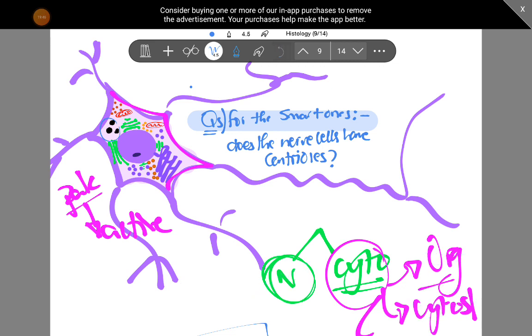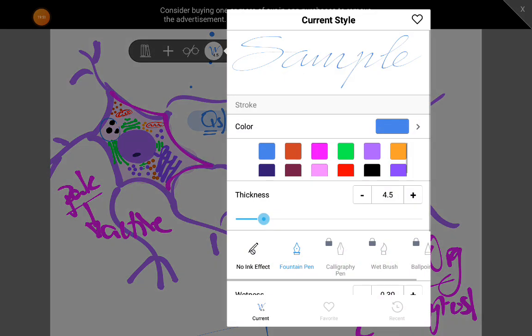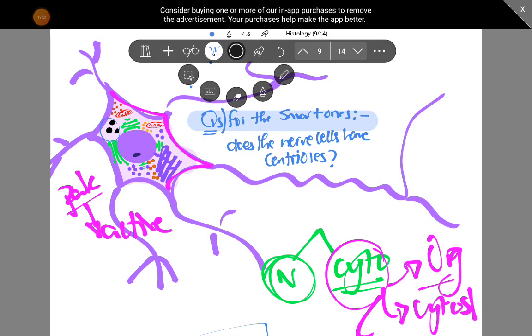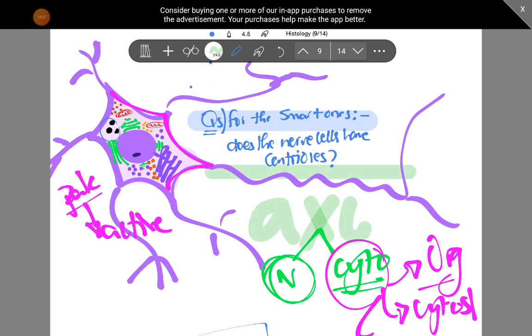Okay, I'm not pausing the video, I can't. Anyway, this is the axon. Let's highlight it. This is the axon. And these are the dendrites.